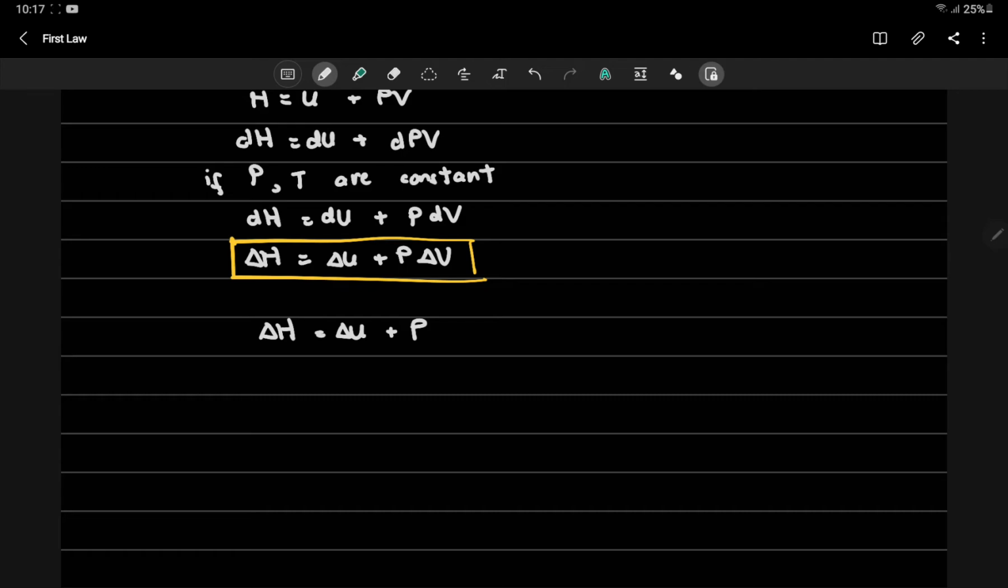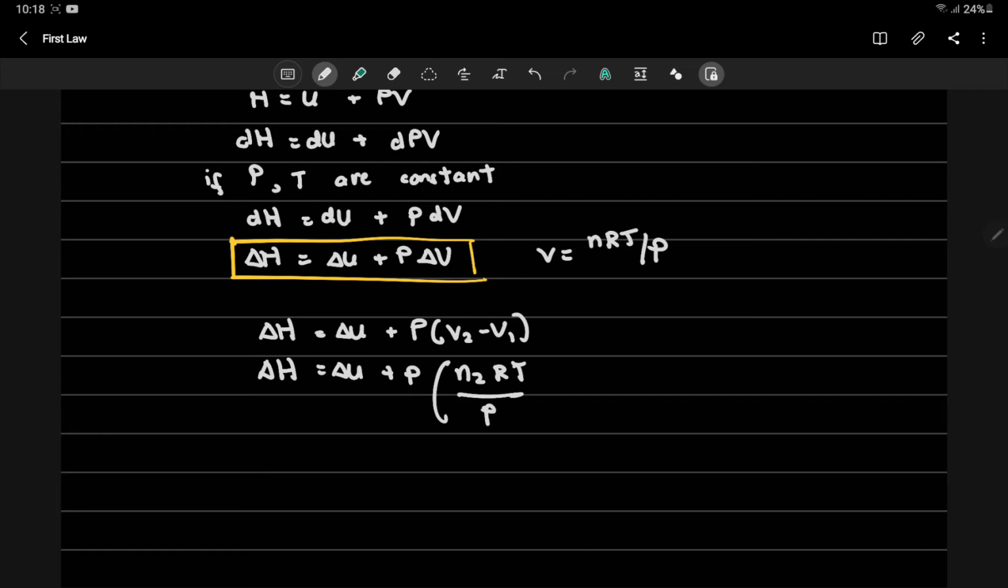Now, if your reactions include gases, ang gagawin natin is we will use the ideal gas equation solving for V, that will be nRT over P, right? So, yung delta V, di ba, V2 minus V1 yan. So, delta H equals delta U plus P. Yung V2 magiging n2 RT over P. Wala kang T1 or T2 kasi constant si temperature and ganoon din si pressure. Minus n1 RT over P. So what will happen with this equation?